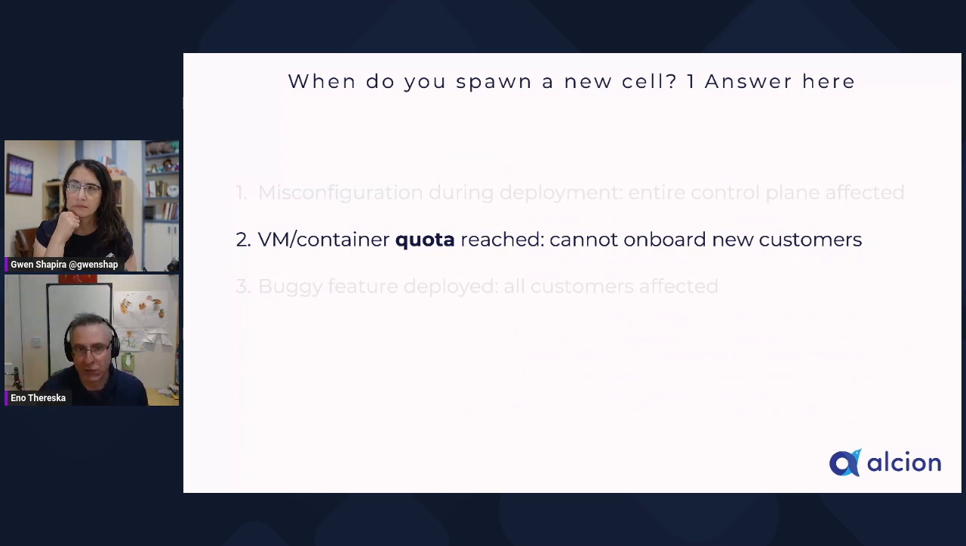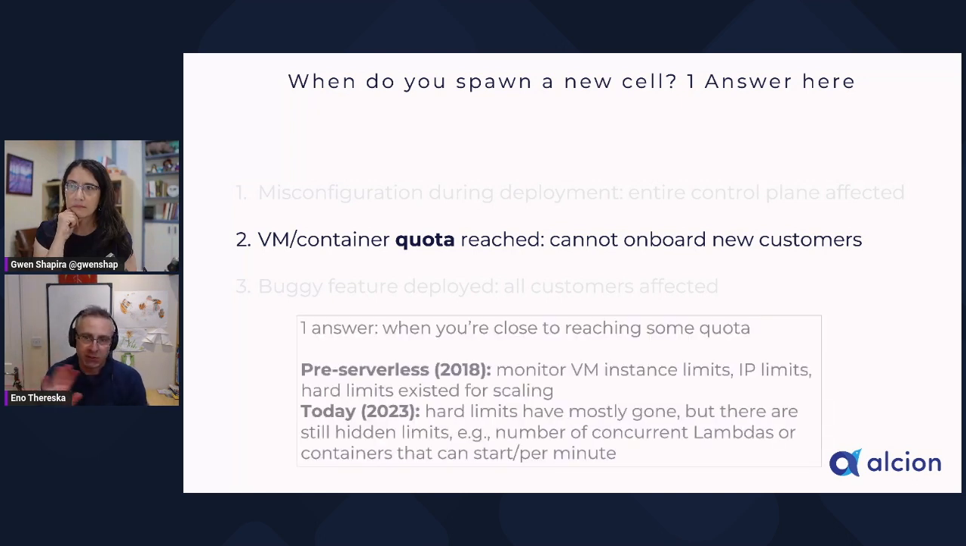Let's look at a couple of answers. One answer is the obvious one, but also a very common one. You start a new cell whenever you have reached some quota, and you cannot onboard new customers. This has changed a little bit over the years. I remember in my pre-serverless world, 2018.